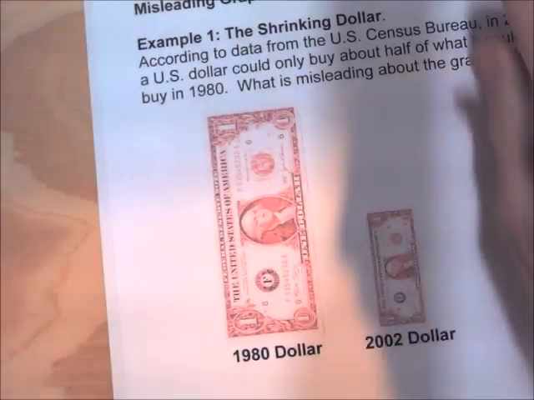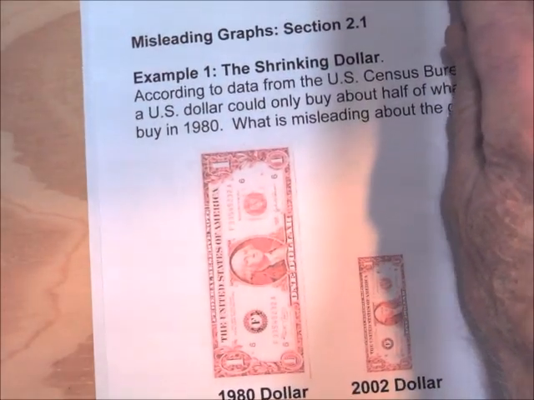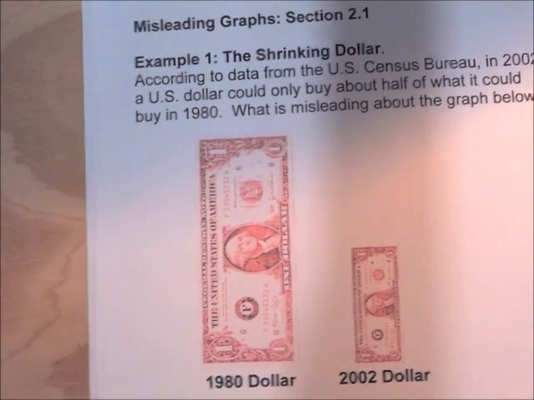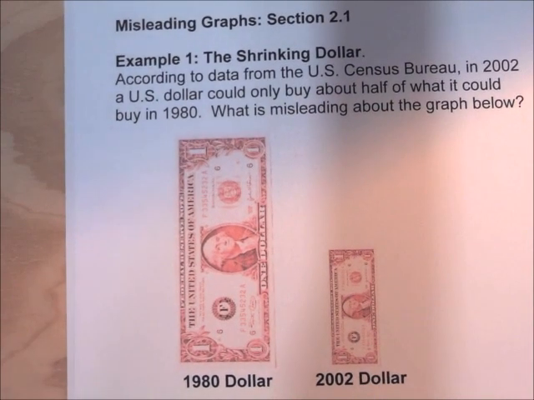Misleading graphs. These are things to watch out for if you're making a graph or looking at a graph. According to data from the U.S. Census Bureau, in 2002 a U.S. dollar could only buy about half of what it could buy in 1980.